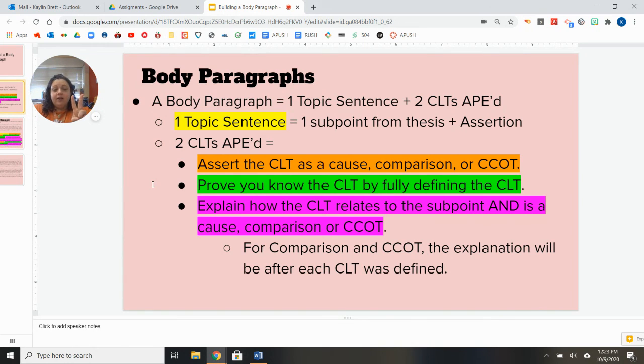Two CLTs that are fully asserted, defined with your proof, and explained how your CLT links to your subpoint and links to your assertion. Okay, you are having to prove how something caused an event, how something is similar or different, and how something is a continuity or a change. So when you're practicing on your writing guide, obviously coming to FIT and asking in class, we are going to build on this skill throughout this unit.